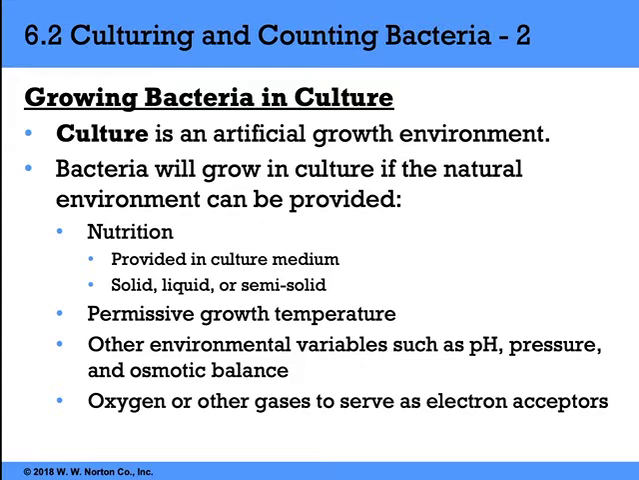And you have to grow it at the proper temperature, and that's going to be different for different types of bacteria, okay? Bacteria will grow in culture if the natural environment can be provided, right? Either as a liquid or a semi-solid. And then we have to have the right temperature and pH, as well as the right atmospheric pressure, right? Oxygen and other gases can serve as electron acceptors for those organisms that carry out what we would call aerobic respiration. All right, not all bacteria do aerobic respiration, but a fair number do.